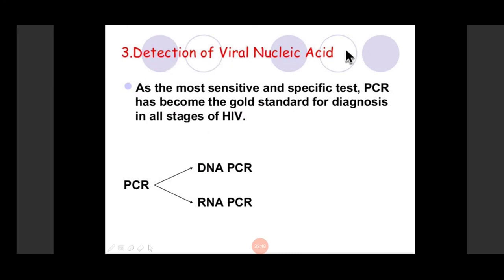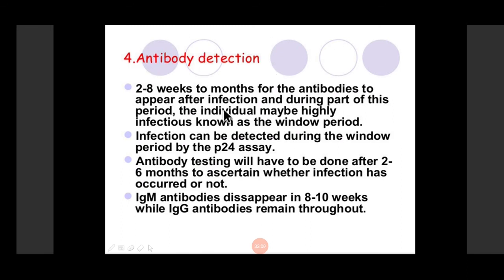Then we can detect the viral nucleic acid. It is also a gold standard and specific for HIV infection. It can be done by DNA PCR or RNA PCR. Then antibody detection, especially antibodies against the P24 antigen, but they are not present in the window period. Antibodies appear 2 to 8 weeks to months after infection. The part of the viral infection before that may be highly infectious and is known as the window period.